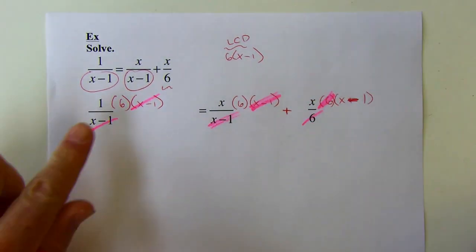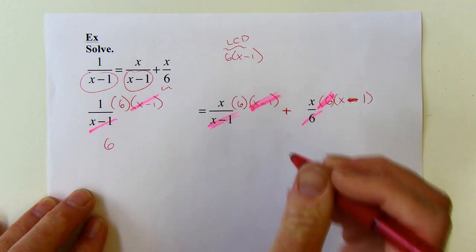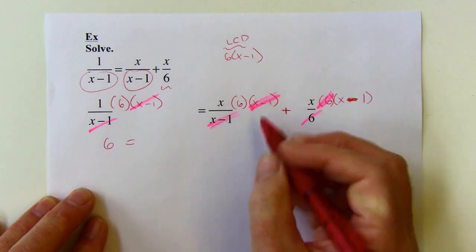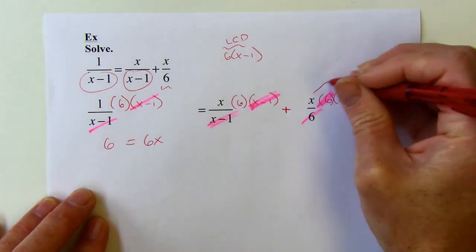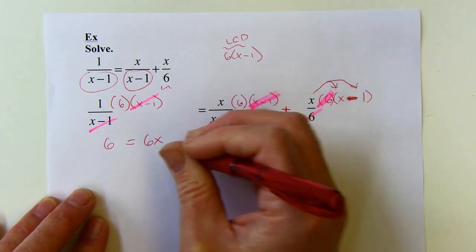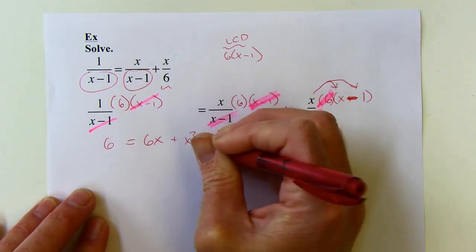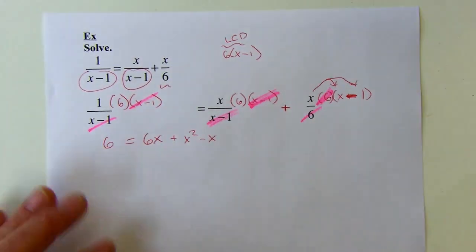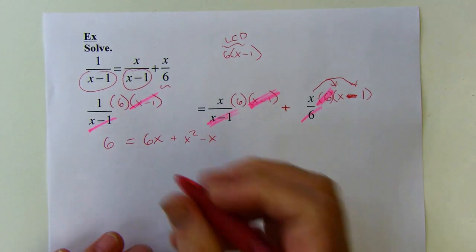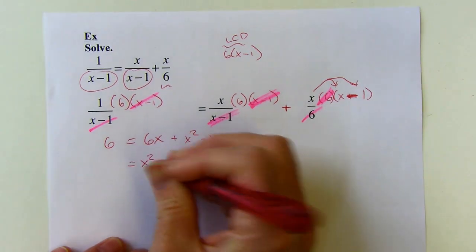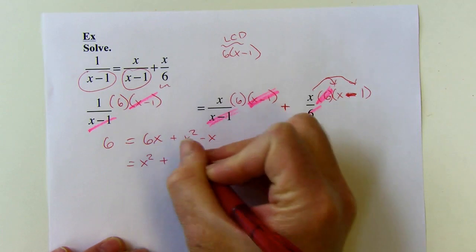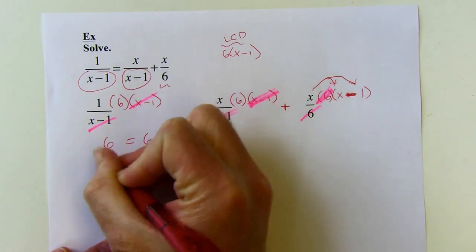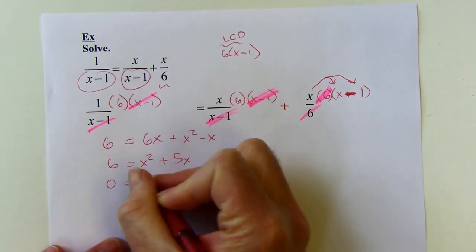Okay, so all I have left from this first piece is 6. Then I got a 6x for that second term. Last term, I'm going to have x squared minus x. Okay, and now I'll clean this up. 6x and -x is 5x. I'll set it equal to 0 by subtracting 6 from both sides.